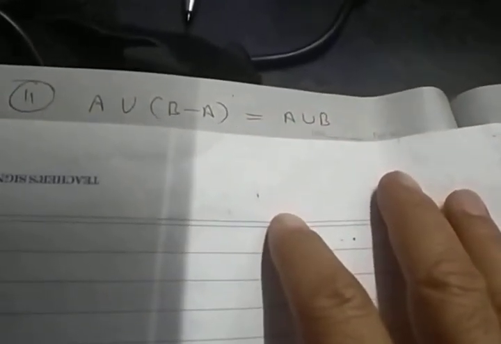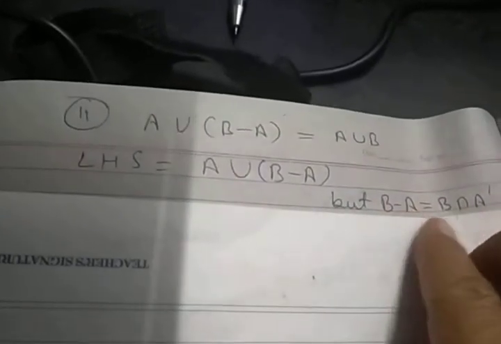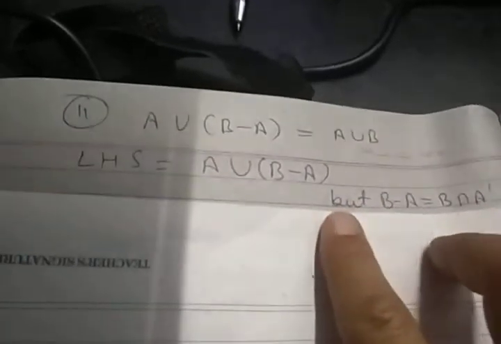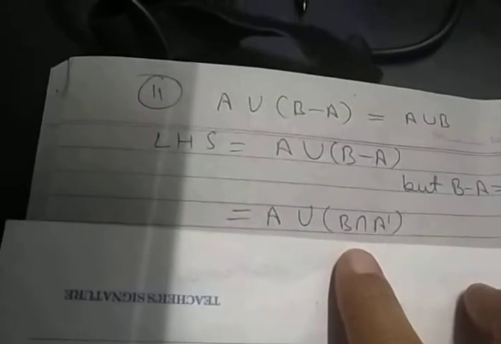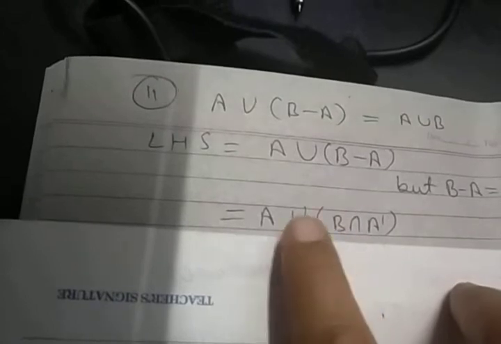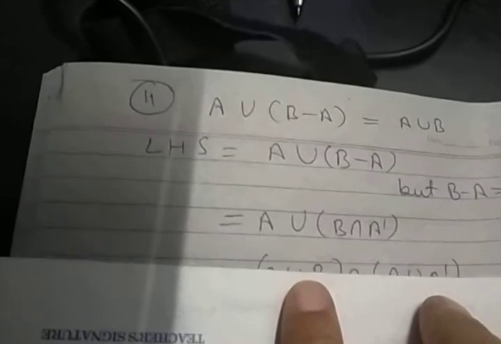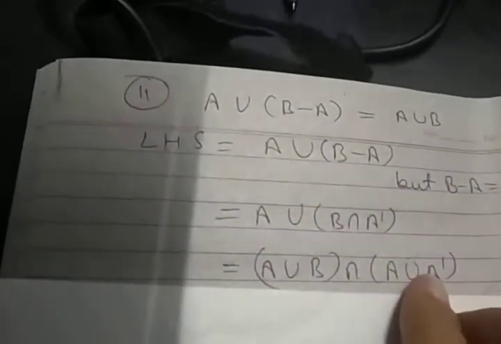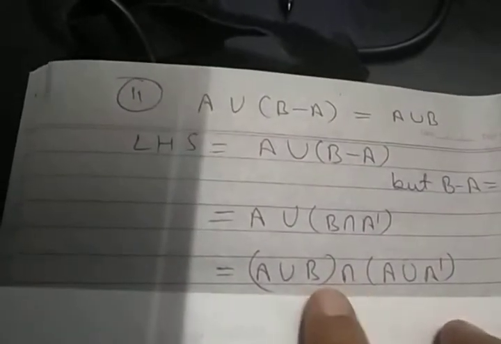And again there is B minus A, so we will use a similar property. We are taking the left hand side, and B minus A is B intersection A dash, just like the previous part. So this B minus A will be replaced by B intersection A dash. Now again applying the distributive property, we get A union B and A union A dash, and the intersection sign will be between them.